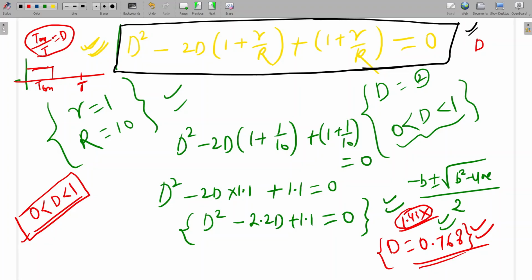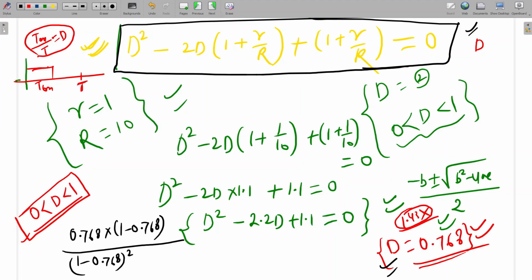Okay. So now with this duty, we can calculate the maximum gain value also. So what will be the maximum gain? It will be 0.768 into (1 minus 0.768) divided by (1 minus 0.768) whole square plus 1 by 10. So this will be the value of the maximum gain, VO by VS max.